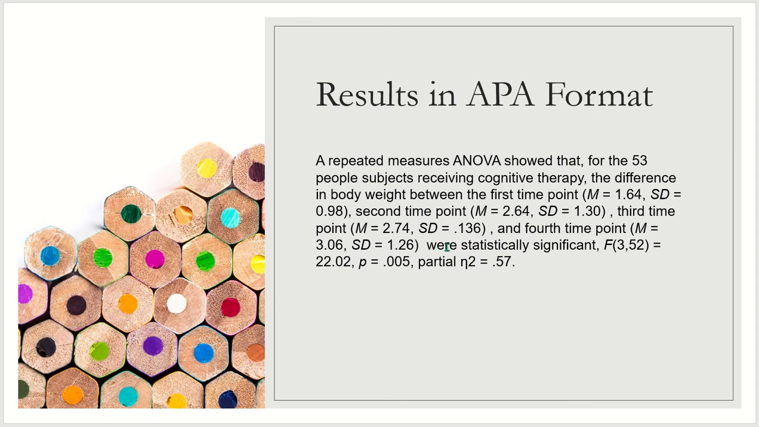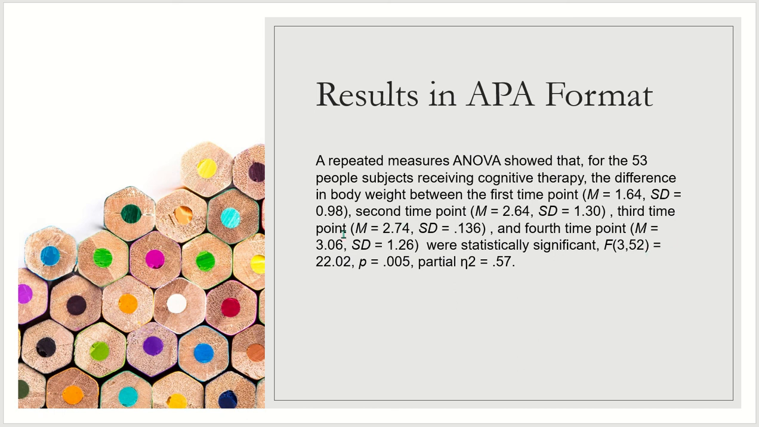And then we say that these 4 times were statistically significant, and we put the F statistic there with the group's degrees of freedom as well as the sample size degrees of freedom. In this case, since we had 4 groups, that would be n minus 1, which is 4 minus 1, so 3 would be the group degrees of freedom. And we had 53 subjects in a repeated measure, so that would be 53 minus 1, so we have 52 for the degrees of freedom for the sample.